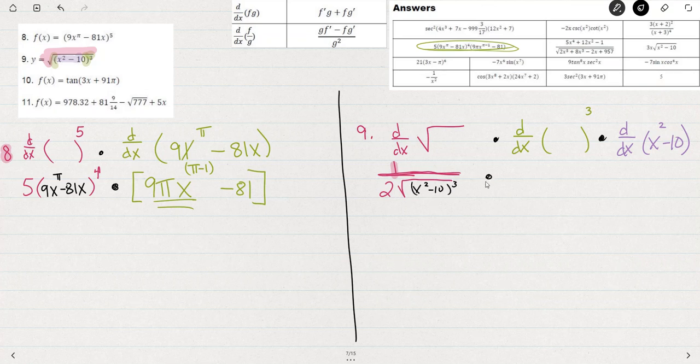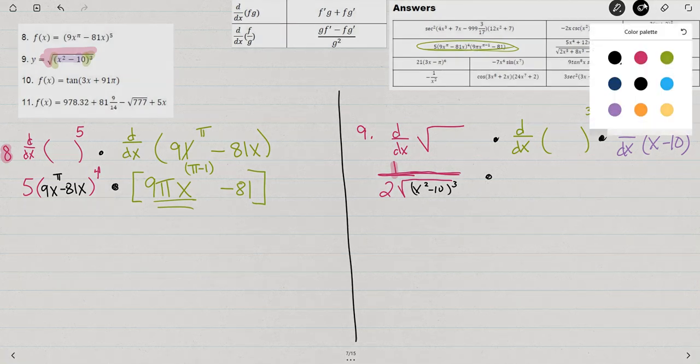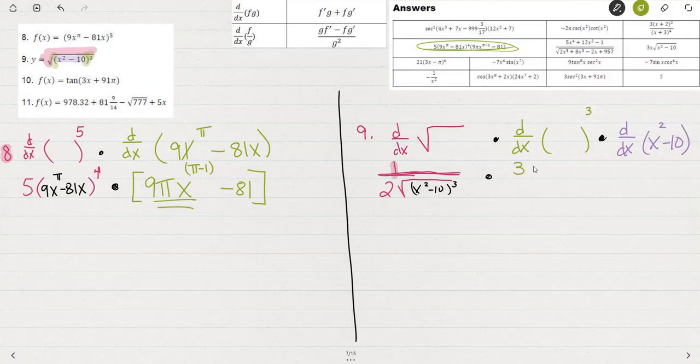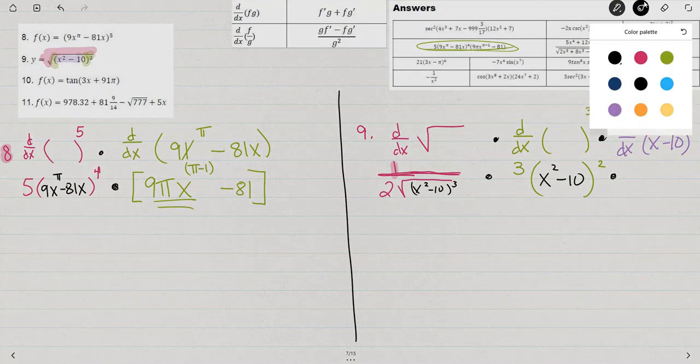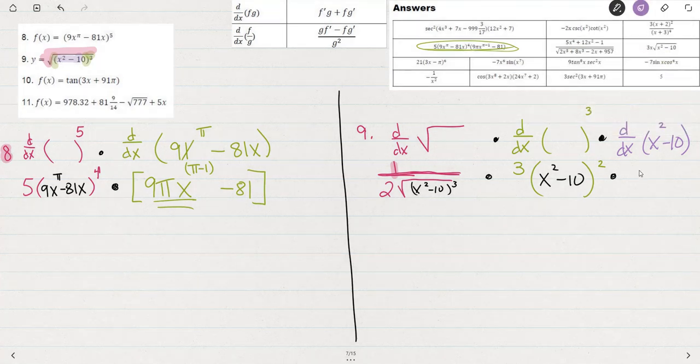I'm going to multiply this times the derivative of something cubed, which is going to be 3 times the something, and the exponent's now going to be 2. The something is still this x squared minus 10. And then the derivative of the innermost function is the derivative of x squared minus 10. That's the easy 2x to the 1, right?